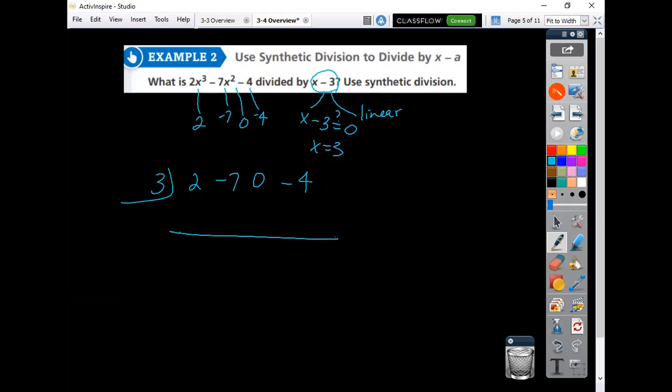Here's how it starts off after that. The leading term comes straight down. You don't write anything under that one. You will after this. Multiply these two, and that product goes under the next number. And then add straight down.